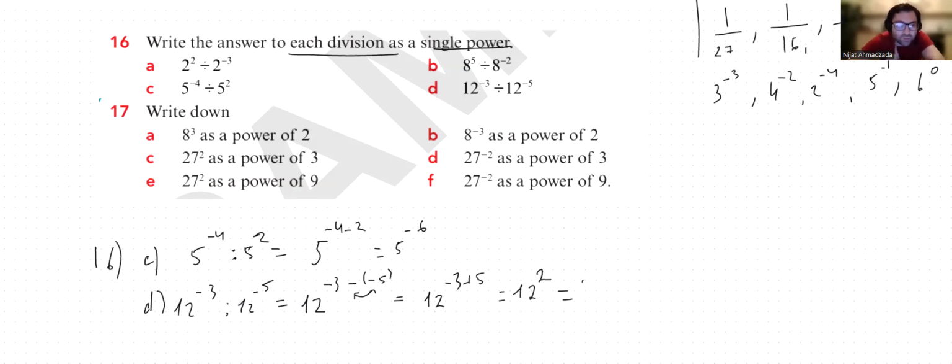But the answer, we have to write it as a single power. So the answer is not 144, because we have to write it as a power. The answer is 12 to the power of 2. That's it. Now let's jump into question number 17.